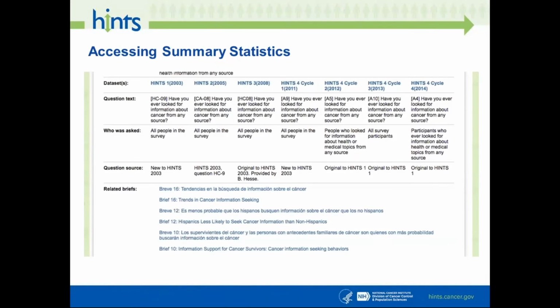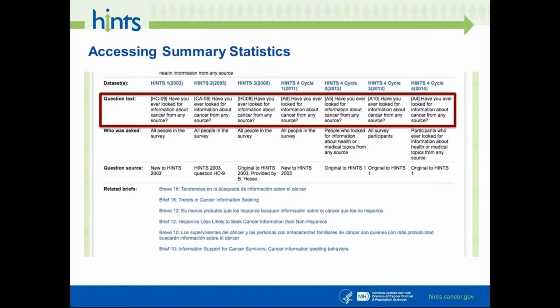The other thing is HINTS is a living document, so it often changes, and we often change our skip patterns. So you can see that for most of the cycles, every single person who answered this survey answered this particular item. But you can see for HINTS 4 cycle 2 and HINTS 4 cycle 4 that it was a skip pattern. So only the individuals who said that they had ever looked for any health information were then asked, do you look for information about cancer? So just something to bear in mind when you're relaying your percentages. And finally, you get all the HINTS briefs related to this item across all cycles at the bottom.